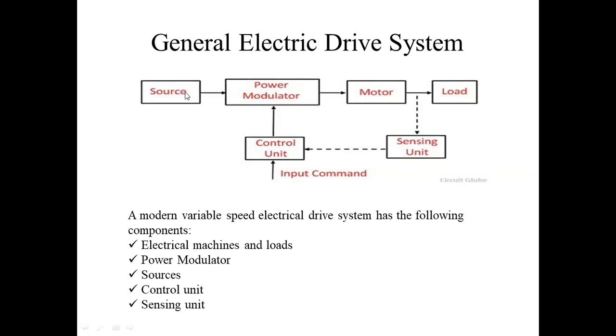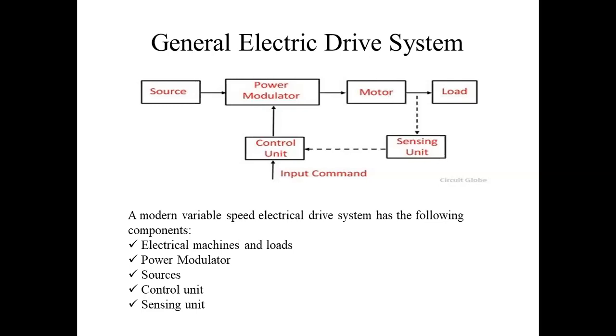We have a 100 volt supply, so that voltage can also be increased. For example, it is a DC motor operating at 220 volt, but we have an input of 100 volt DC. We need to step up. That is nothing but a chopper. The power modulator is a chopper. That means a fixed DC voltage to a variable DC voltage. Here the 100 volt DC input is changed to 220 volt DC.